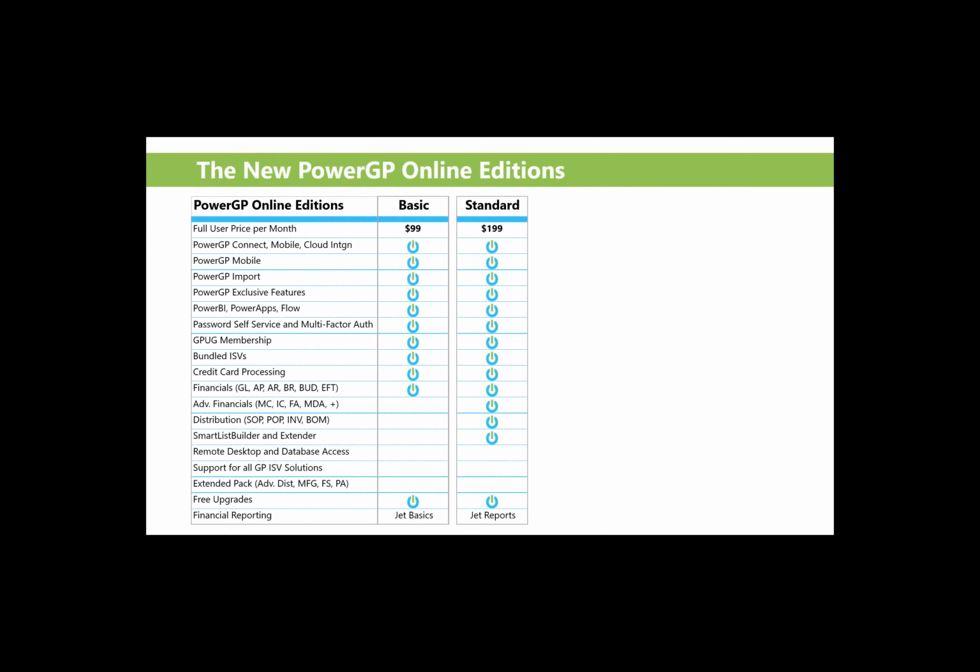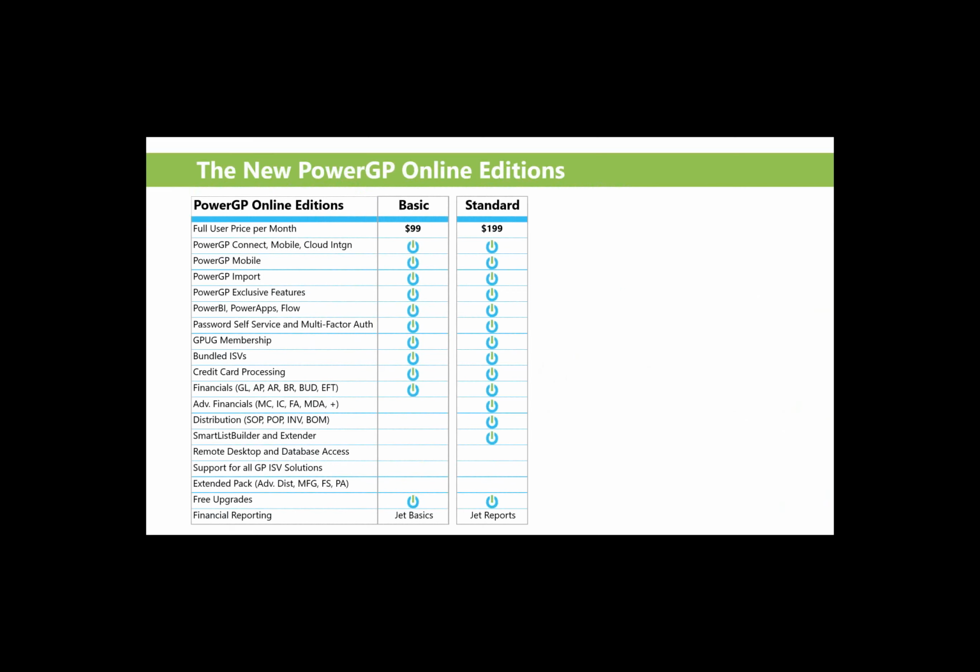Standard is the next one up. These two are our two public cloud options. No SQL database access, web client only. But at this price point, it kind of makes a lot of sense to take a look at. Again, with this, basic versus standard. Basic, you just get GL, AP, AR, bank rec, budgeting, EFT. If you need item numbers, then you're moving to standard. So standard would have sales order processing, purchase order, inventory. It would also include more advanced functionality and financials like intercompany, fixed assets, multi-currency, and so forth.